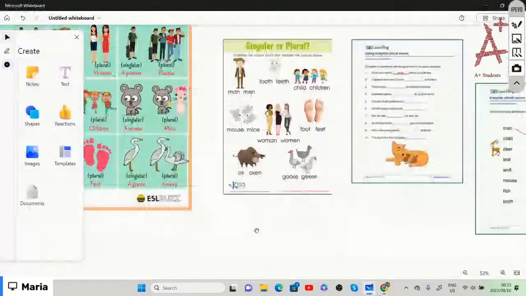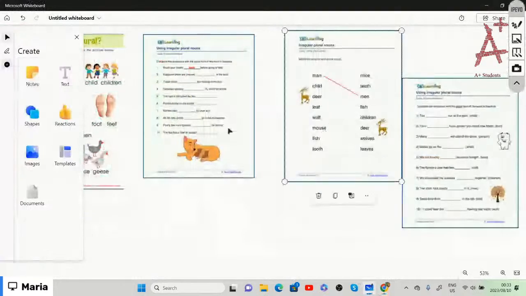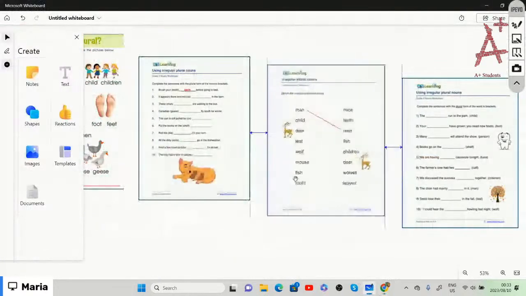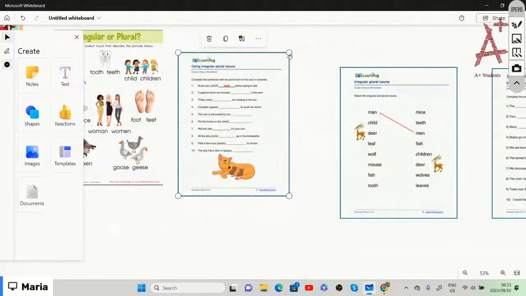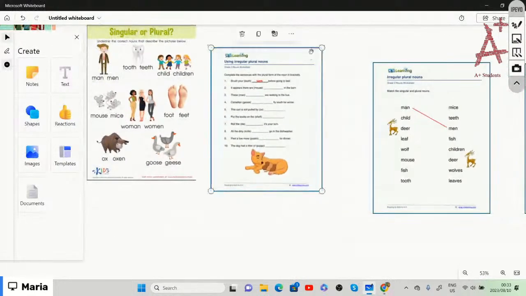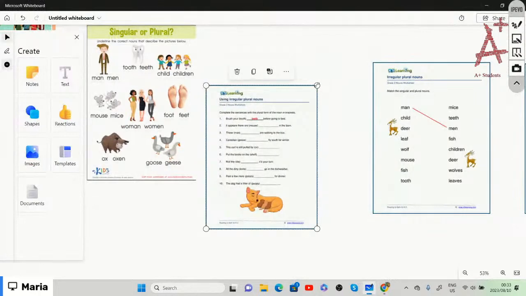So now we're going on to our activities. Just want to try and make this a bit bigger.